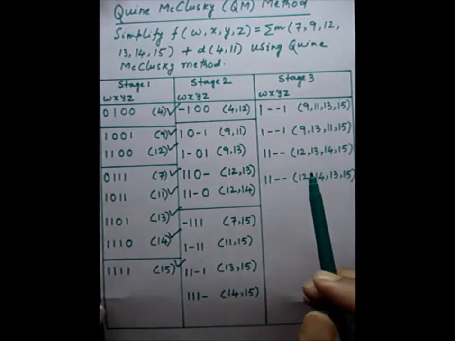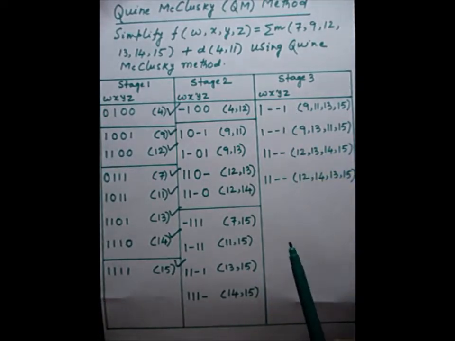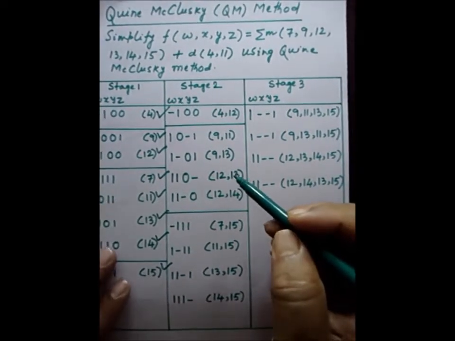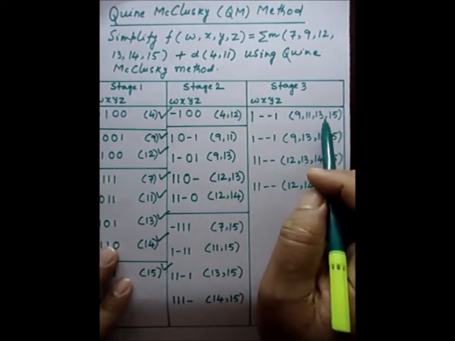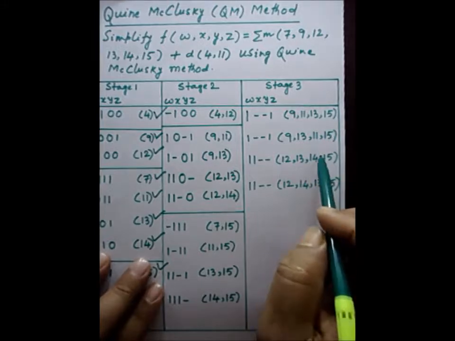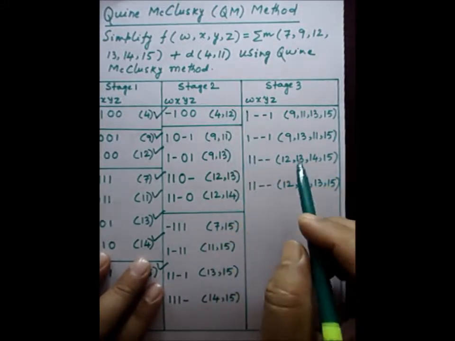After the third stage, there is only one group, therefore no other groups are possible. Therefore, no fourth group is possible. But now we have another important thing. Whichever elements are used in the third group should be ticked. You can see 4, 12 is not present anywhere. Therefore, it should not be ticked.